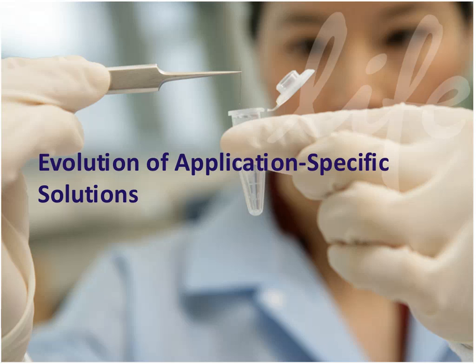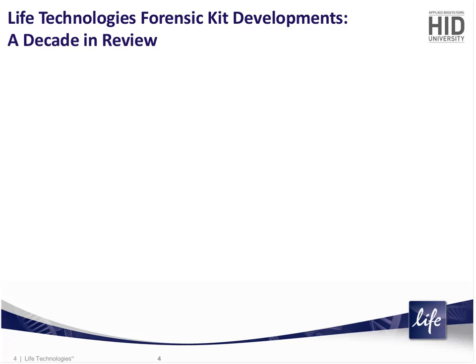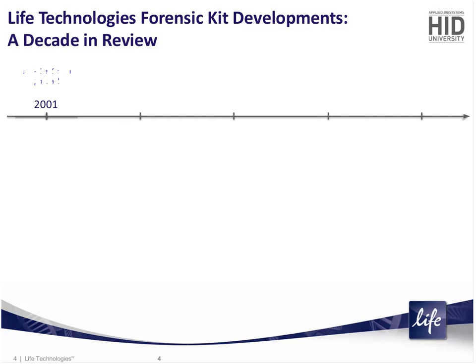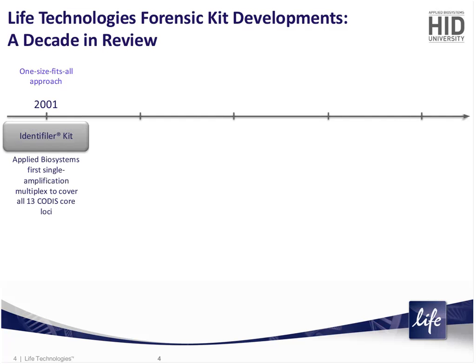So let's start with that history and a little bit of a look back at how we've evolved application-specific solutions for forensic analysis. If we look back round about a decade and take ourselves back to 2001, Applied Biosystems chemistries at the time revolved around a one-size-fits-all approach, where one kit was designed to do both casework and databasing applications within the forensic laboratory. The Identifiler kit was the last of these types of chemistries that we developed, but it was the first single amplification multiplex to cover all 13 CODIS core loci. Quite a challenge at the time, with the technology developments as they were, to get all of those loci working effectively for both casework and databasing.